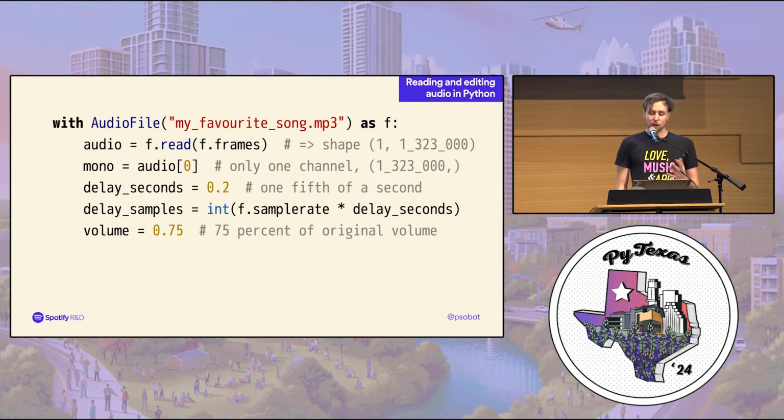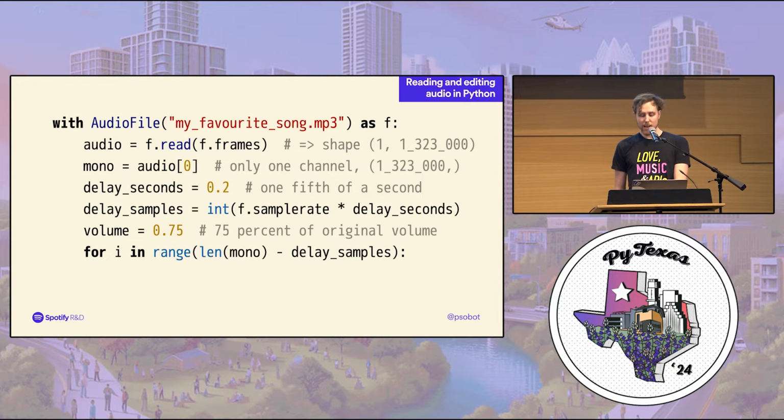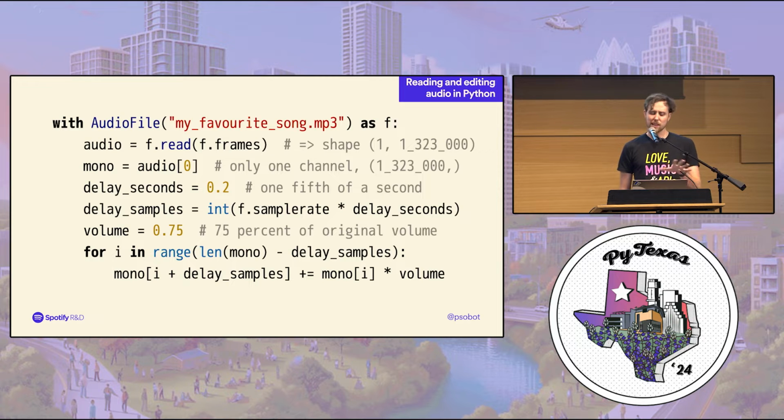Then we'll set a volume parameter. This is how loud we want our echo to be. It'll be 75% of the original volume of the signal. Then we're going to loop through each of the samples here. So for every sample in our original array, we're going to do a little bit of calculation.